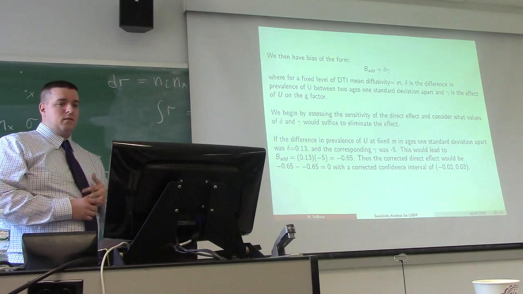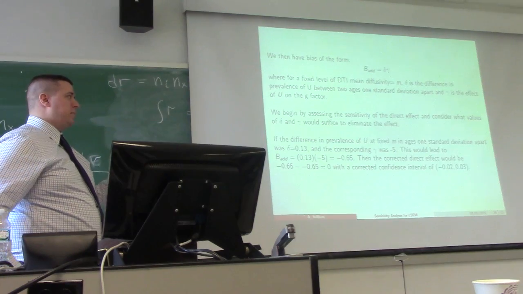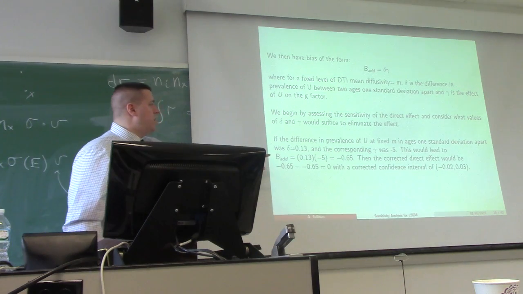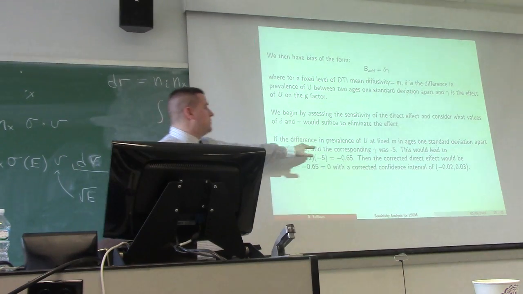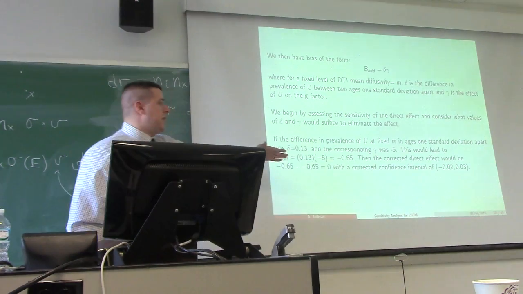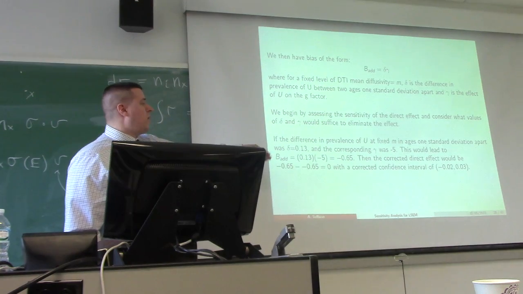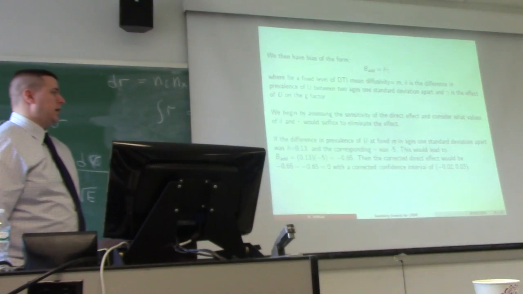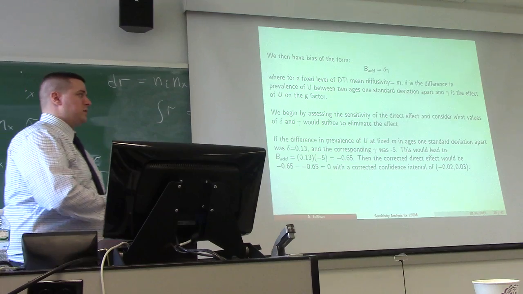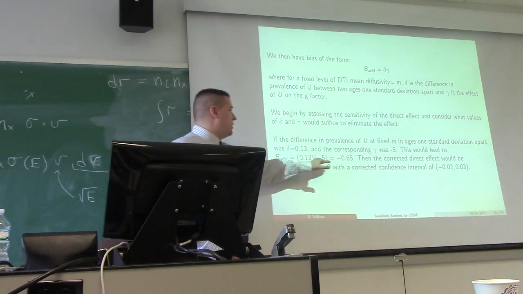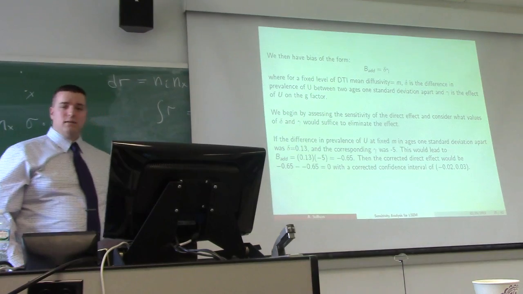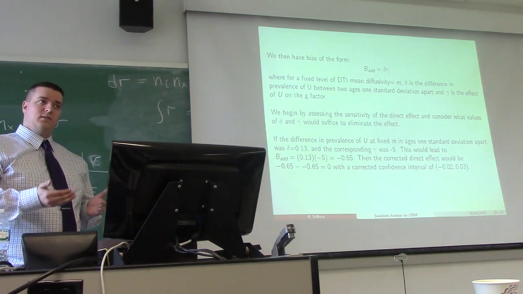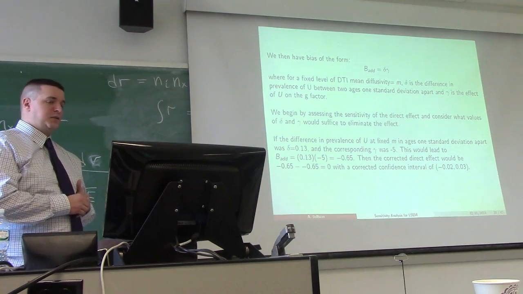And so one first step might be to try to zero it out. So we'll just talk a little bit about one of the things. Let's try. So if the difference in prevalence of U at some fixed M with ages that are 1 standard deviation apart was 0.13, and the corresponding gamma of this was -5, this would lead to a bias that was the same magnitude as the direct effect, but the opposite direction. So this is what it would take to zero it out.